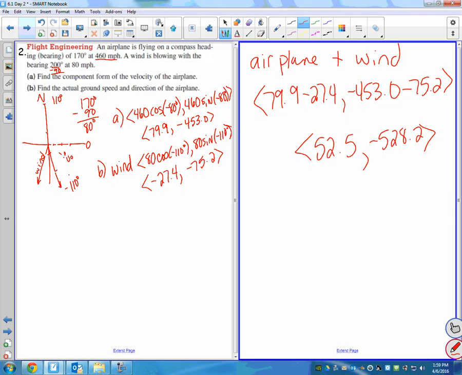If I have the component form of the speed of the wind and the airplane together, I can find both the magnitude and the direction. I can find the magnitude by just taking the square root of 52.5 squared plus negative 528.2 squared. That's the magnitude, right? So that's going to give me the speed, its magnitude.